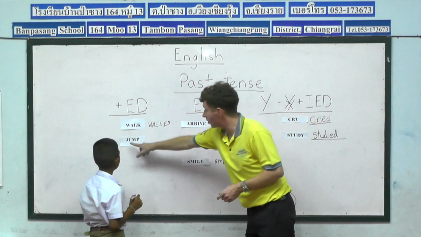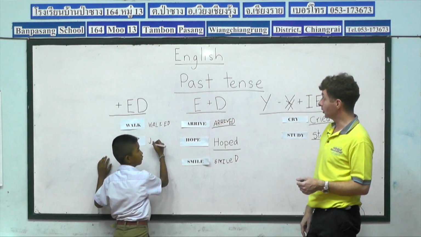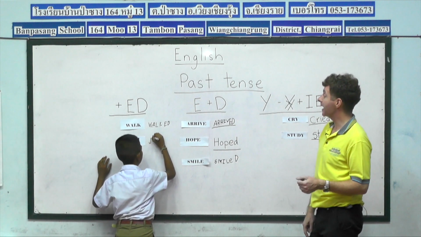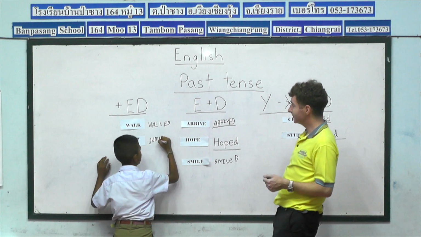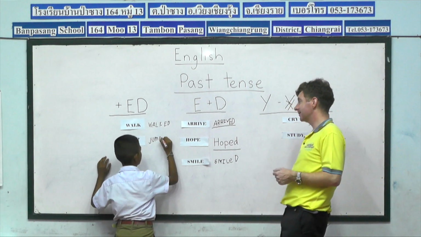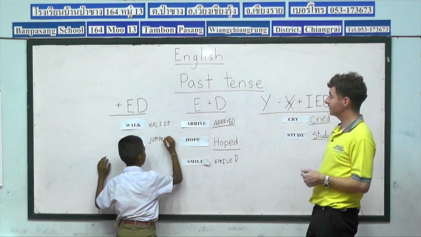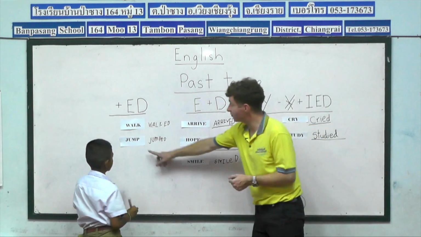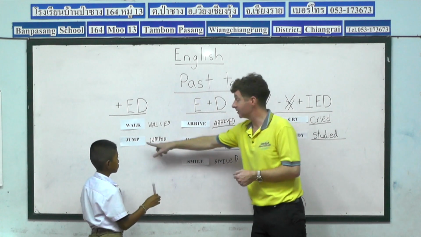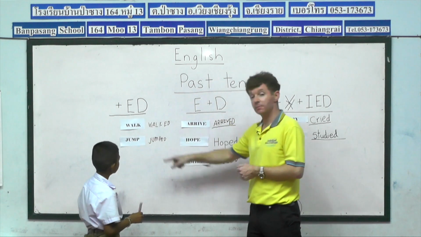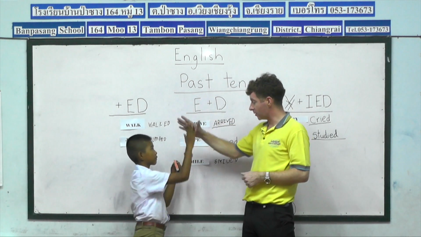So first of all, we have J, U, M, P, E, and finally D. Excellent, Pat. So we've gone from jump, jumped. Jump, jumped. Pat, excellent. High five. Big round of applause for Pat.